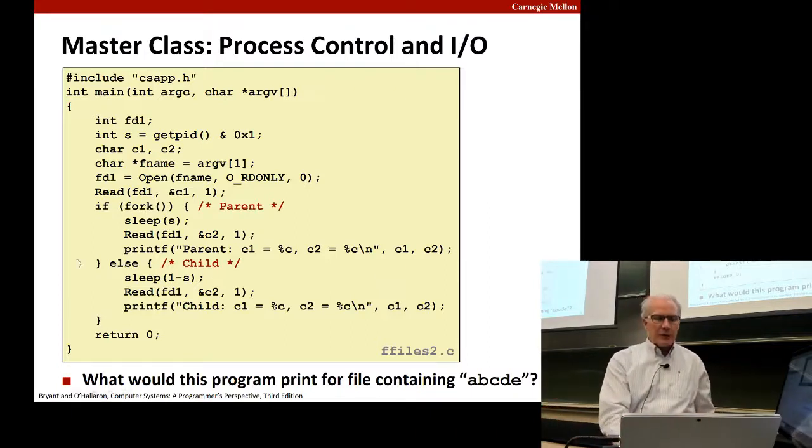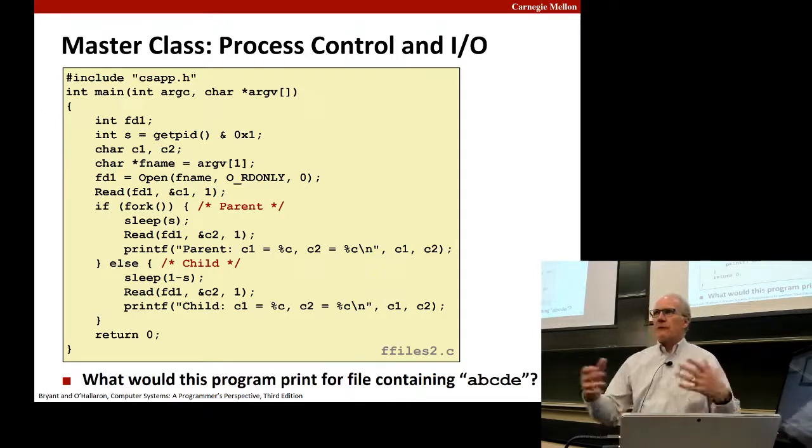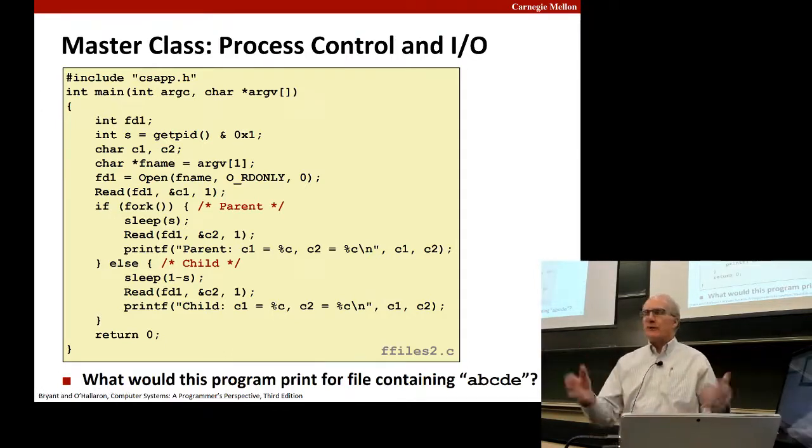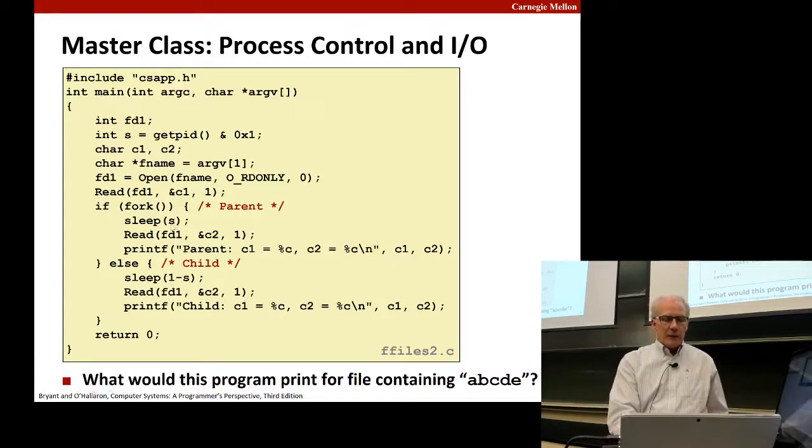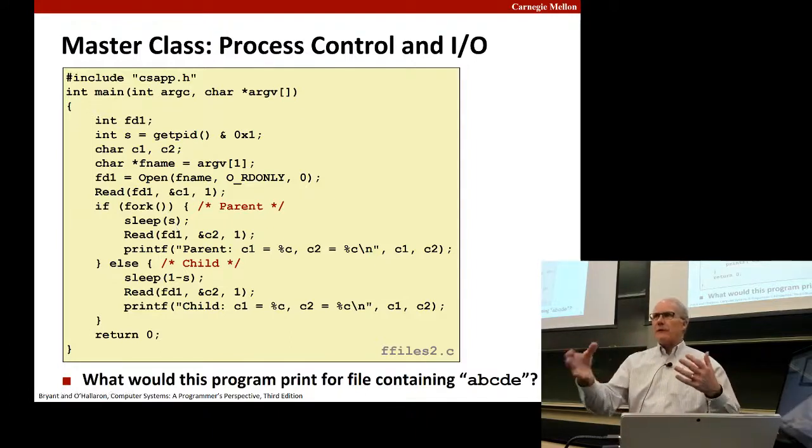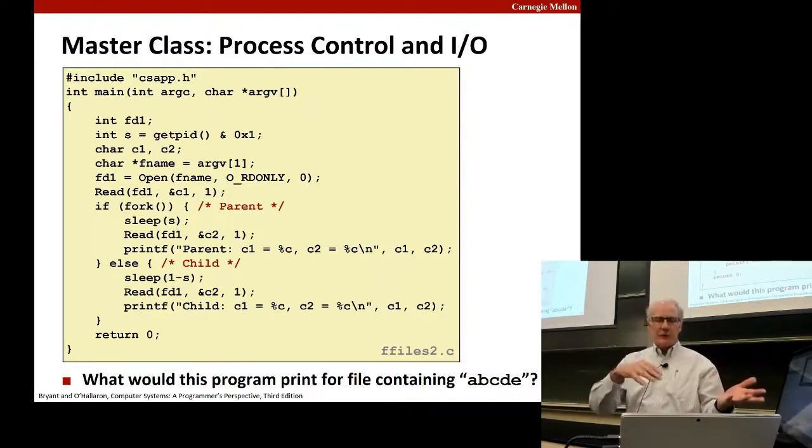This one's sort of set up to kind of be like a random coin toss. That'll sleep. S, you'll see, is the lowest bit of the process ID, which you can think of as a number that will change every time you call it. And so it will either sleep for 1 second on one side and 0 seconds on the other. So this race condition, this competition is going to go one way or the other depending on S, but you can't tell in advance which it will be.